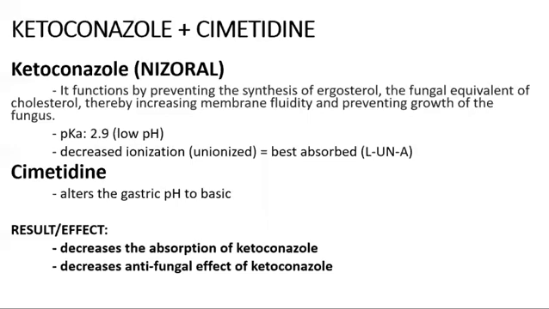it has a pKa of 2.9. Ano ba yung pKa? pKa is the measure of the strength of the acid. So meaning, if mababa yung value ng pKa mo, mas acidic yung compound mo. In this case, 2.9 is low. Therefore, acidic si ketoconazole. Saan ba dapat siya ma-absorb? As I have mentioned earlier, acidic drugs are best absorbed in, yes, tama, acidic medium. If ketoconazole is in an acidic environment, it is unionized, which is actually best absorbed.